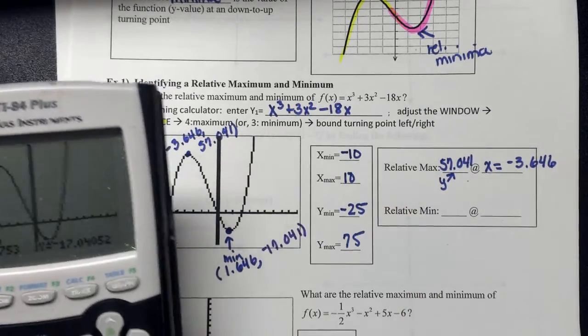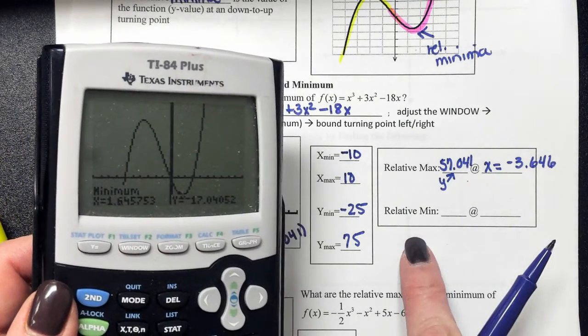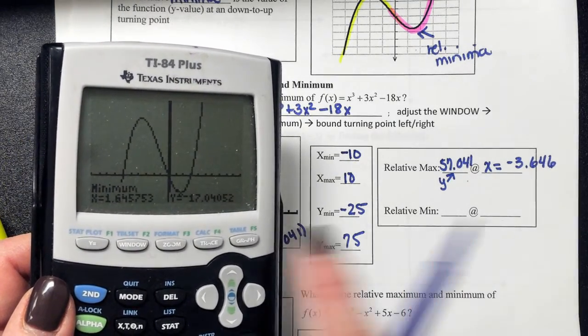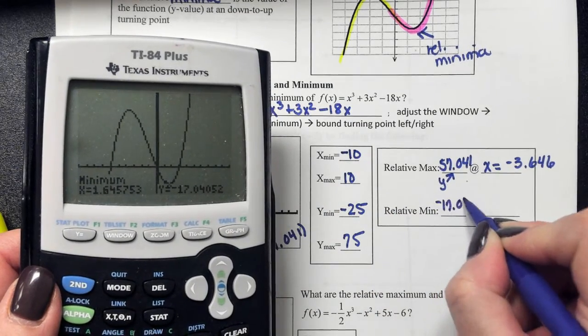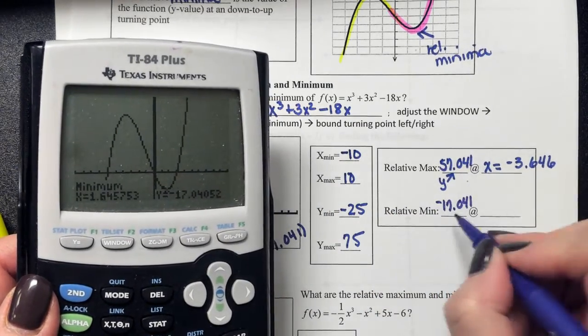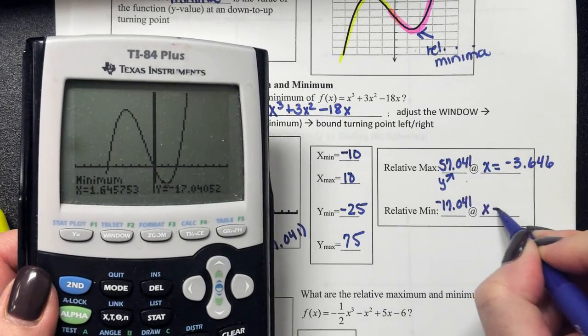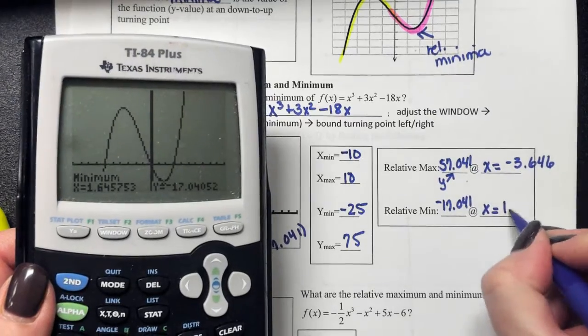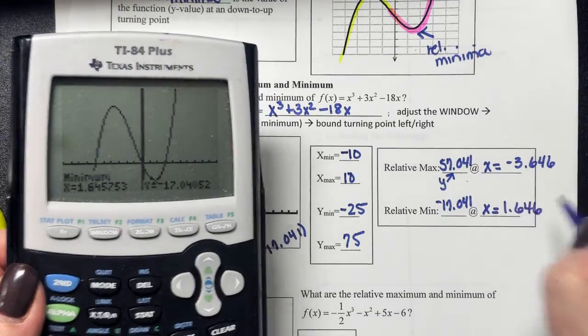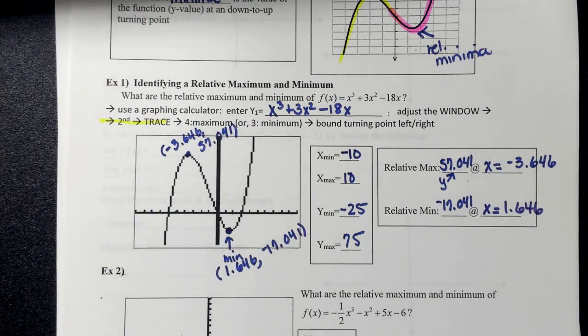17.041. So when you state what the relative minimum is, again, the relative minimum is actually the Y value. So that's your negative 17.041. It's occurring at your X value, and the X coordinate is 1.646. So that's how you state the relative maximum and relative minimum.